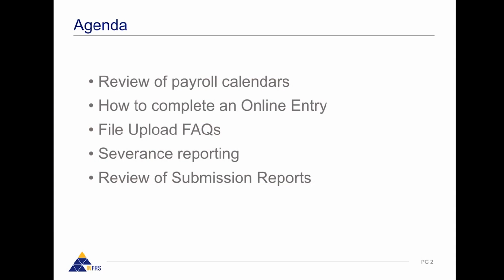For our agenda, we're going to be reviewing the payroll calendars, where you're going to be able to view those and how you can request a change on that payroll calendar frequency. We're going to go over a bit about the online entry process, and we're also going to talk about some frequently asked questions as far as it pertains to file uploads and where you can find some resources on how to resolve some common issues with file uploaders. We're also going to go a bit over severance reporting and defining what severance is. And again, we're going to review some of the reports available to you in submission reports within ERM.